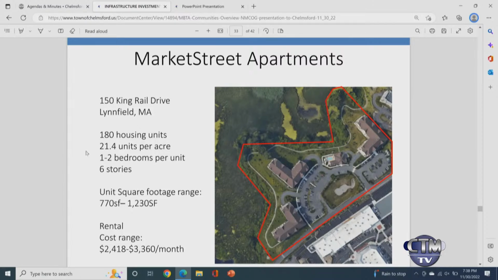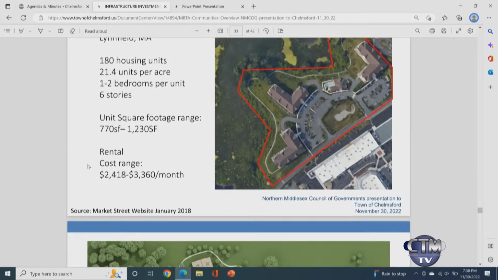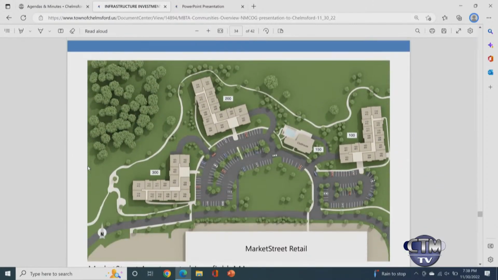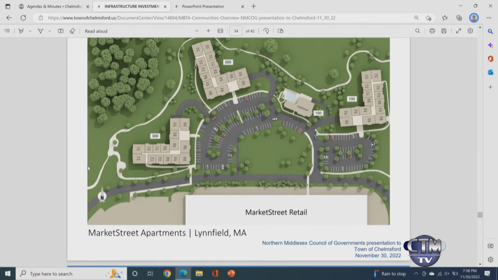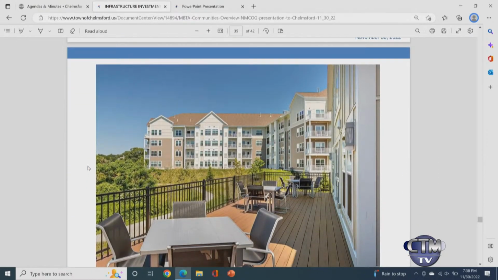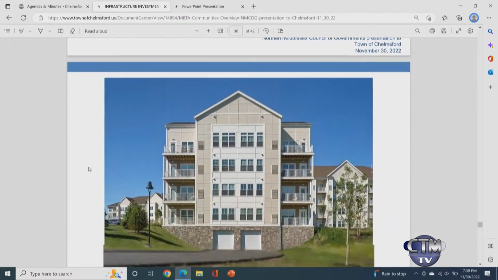This is the Market Street Apartments, but there's also a senior housing development that's adjacent to this, as well as that very dense commercial area that's been developed, which is somewhat the Market Street retail that's shown here. It looks a little bit different than the others. It is a different type of development.